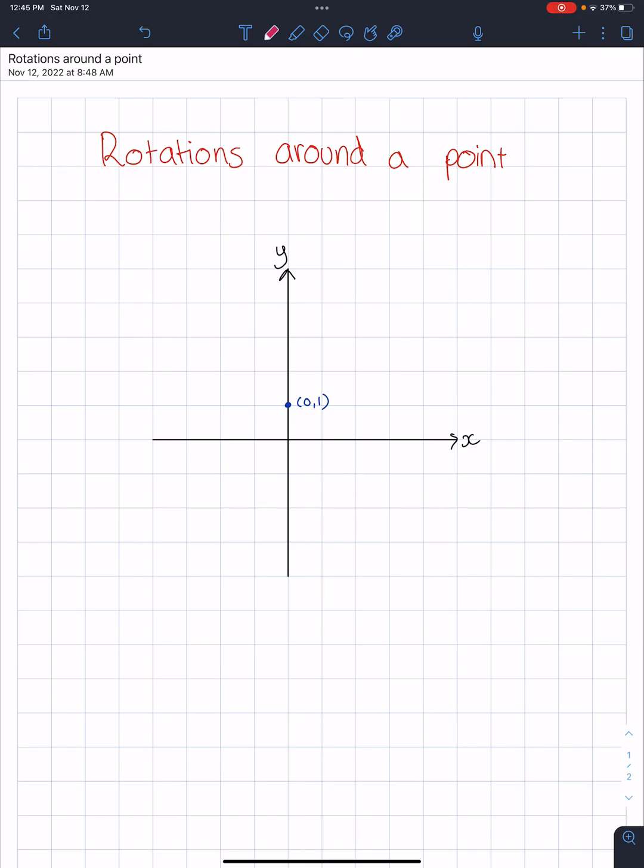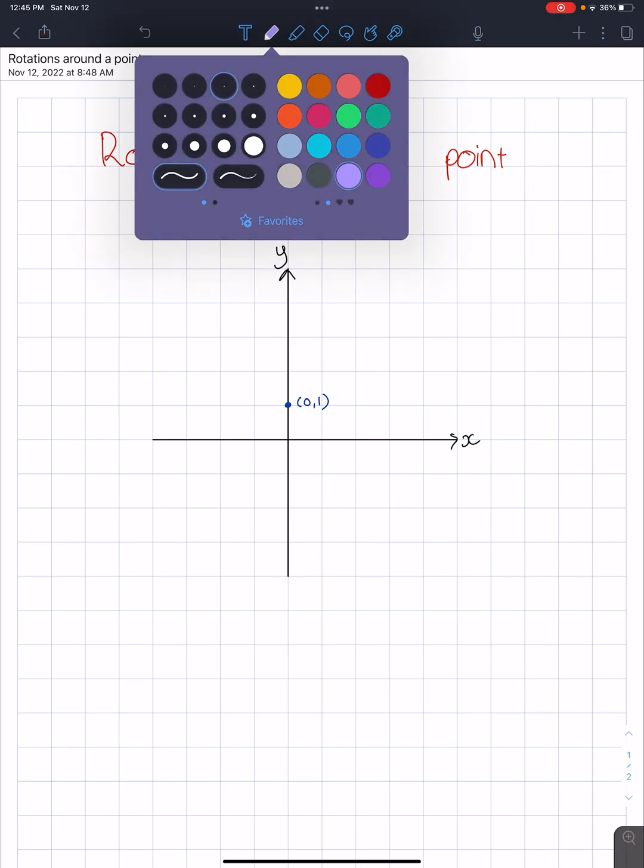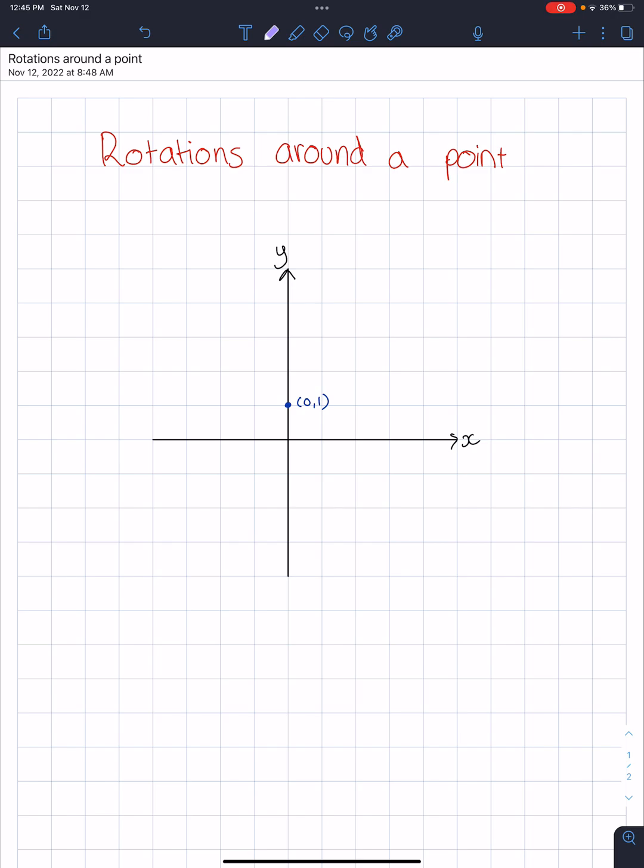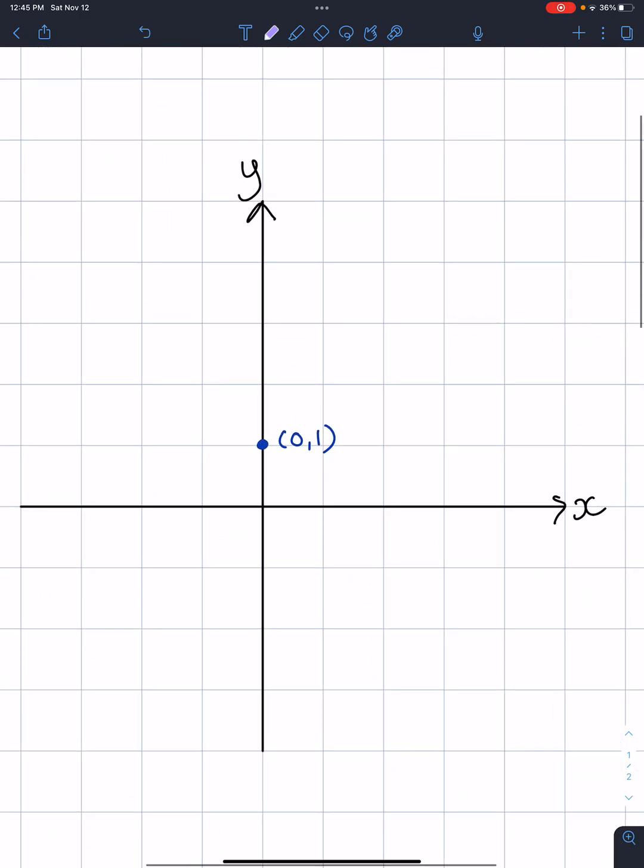Hey everyone, so in the last video we looked at rotations around an origin. Now we're going to look at rotations around a point, so when I mean a point that is not the origin. You can see I've labelled a point here, 0, 1. It could be any point. I've chosen a nicer point so that you can get the idea. And in a moment, once we've done one example, we might change that point to see how it changes.